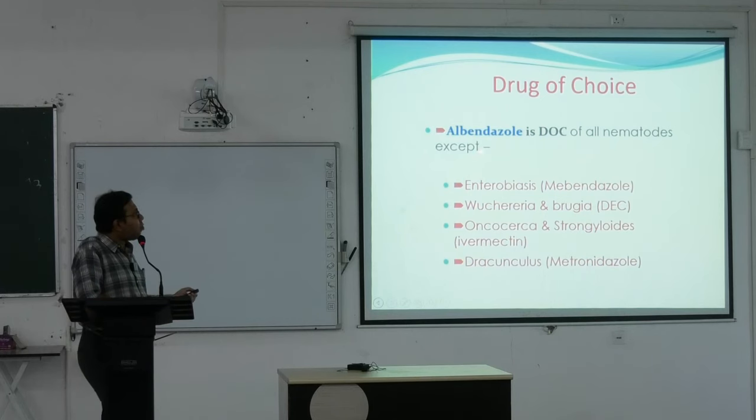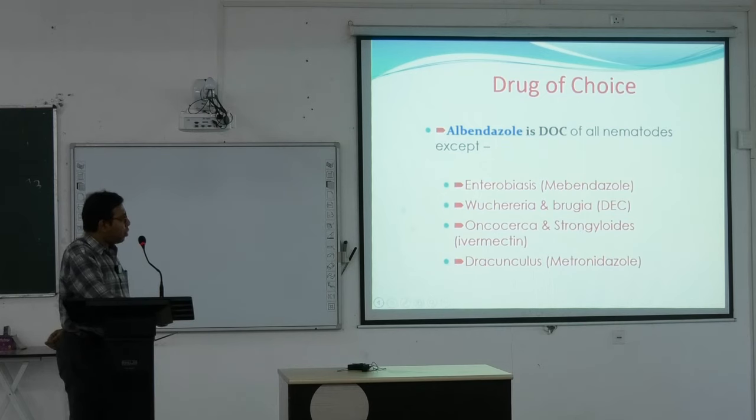So, now coming to the drug of choice, albendazole is the drug of choice, remember, of all nematodes except Enterobius vermicularis. For the Enterobius vermicularis, mebendazole is the drug of choice. Wuchereria bancrofti and Brugia malayi, so, this causes the filariasis. So, usually until now, the drug of choice is the diethylcarbamazine citrate. Apart from this, ivermectin is also used. For the onchocerciasis and strongyloides, ivermectin is the drug of choice. And for the Dracunculus medinensis, metronidazole is the drug of choice. We'll come to the metronidazole.